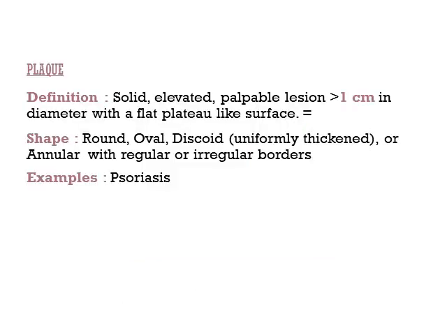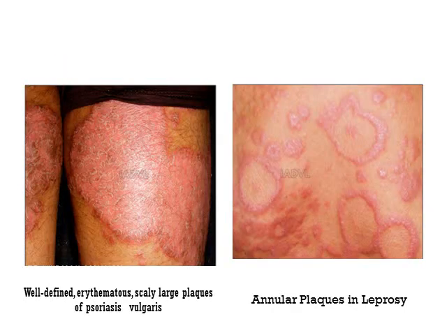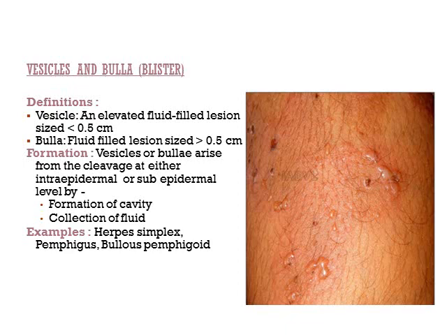Plaque is a solid, elevated, palpable lesion more than 1 centimeter in diameter with a flat plateau-like surface. The difference between nodule and plaque is that both are raised lesions, more than 0.5 or 1 centimeter, but a plaque is more flattened, whereas a nodule is slightly raised and dome-shaped. For example, these are psoriatic plaques, which are wider in aspect.